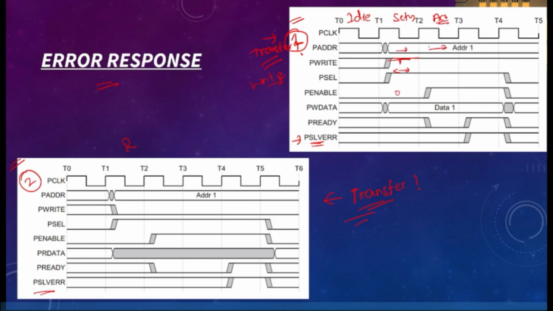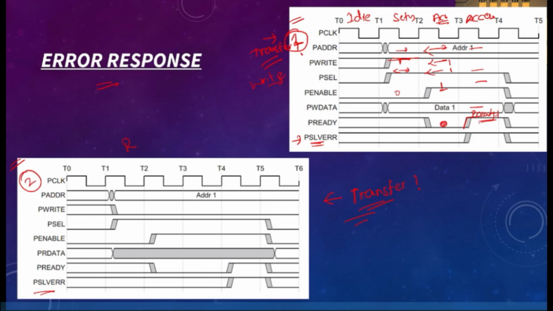In the access state also, the address, write and select values won't be changed, they are all the previous values. Along with it, PENABLE is 1. After PENABLE is 1, we are going to check PREADY. Here PREADY is 0, which means the next cycle is also going to be access. Now in the next cycle, PREADY is 1. That means the transfer has happened, since PREADY equals 1, the transfer is going to take place.